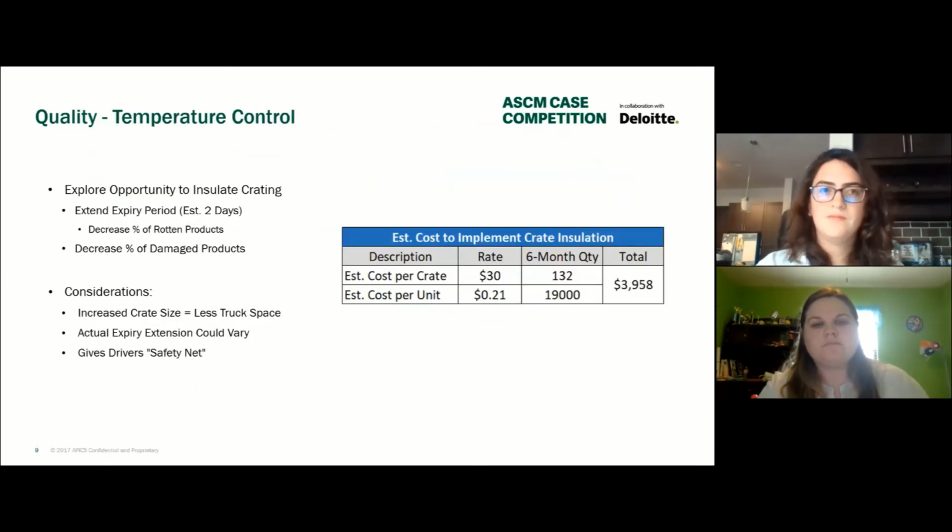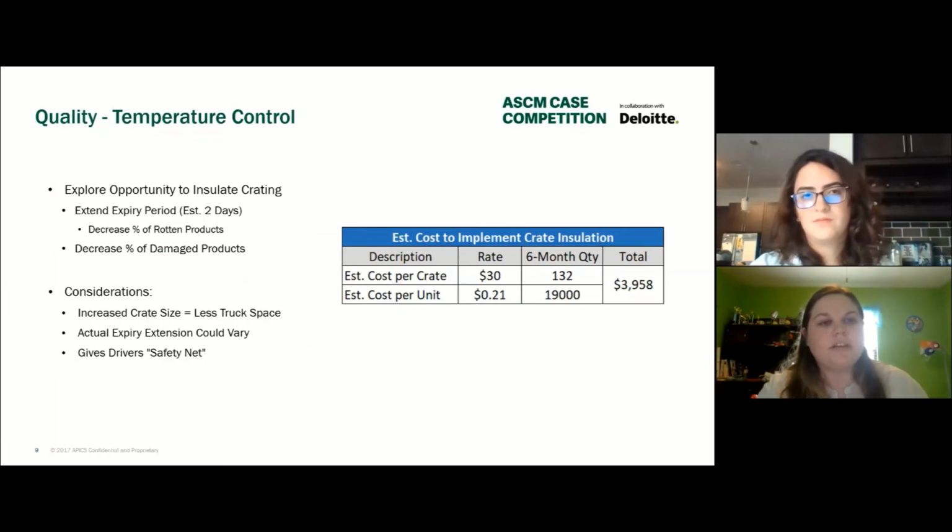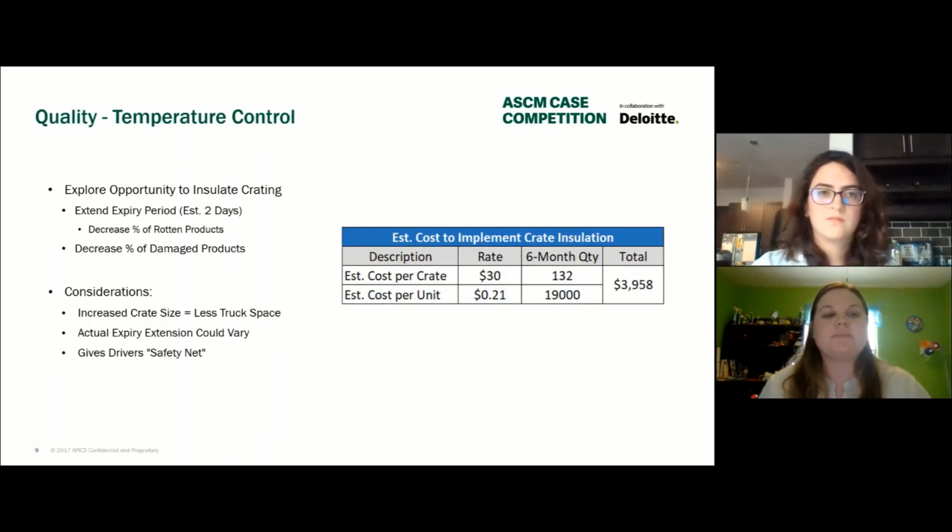So lastly, we want to take a look at quality, particular to temperature control, because our primary loss of revenue is due to rotting. So we want to explore an opportunity to further insulate crating. This will hopefully extend the expiry period of our goods an additional 2 days by maintaining that lower temperature longer, and decrease the total percentage of rotten products that we're delivering.